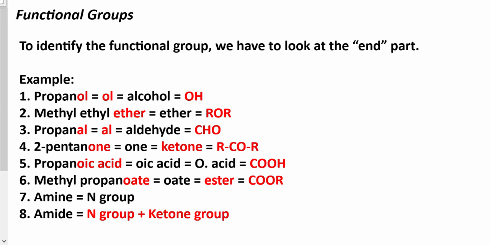And then we have amine, and again, it's a nitrogen group. The name gives away the functional group. And amide has a nitrogen group with a ketone, so it's an extended version of amine.